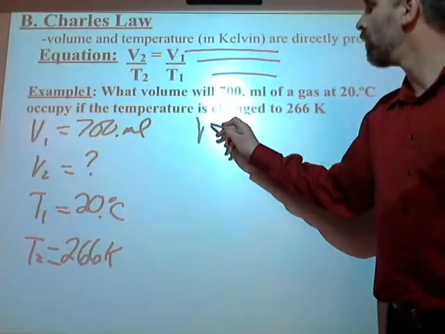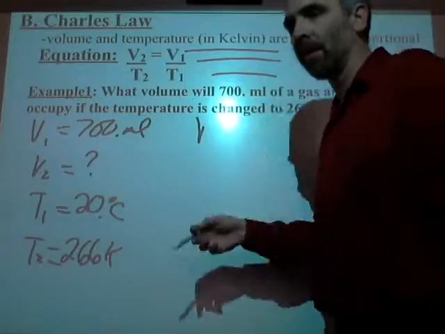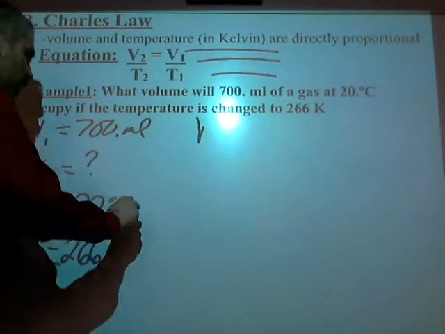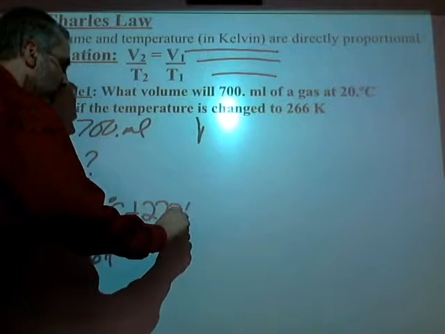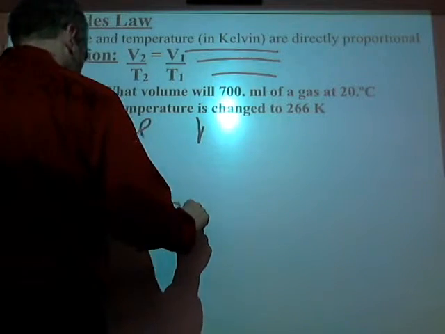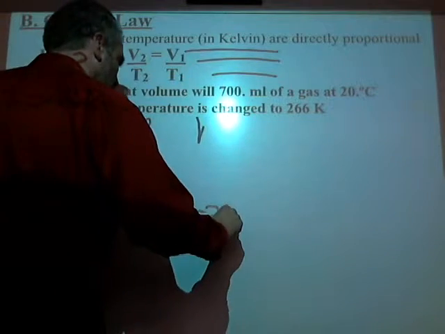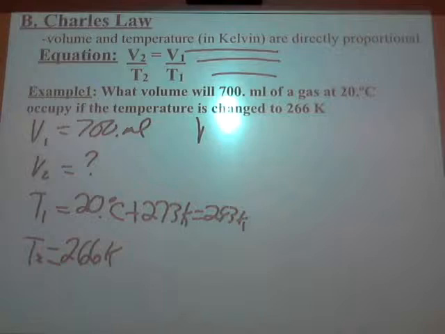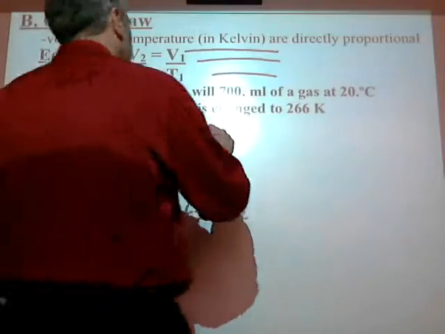All right, so I write the equation down next. Oh, I said I was going to do it, then I didn't do it. So I have to convert Celsius to Kelvin. How do I convert Celsius to Kelvin? I add 273, and I get 293 Kelvin. Correct? 293. All right. Now I write the equation down.